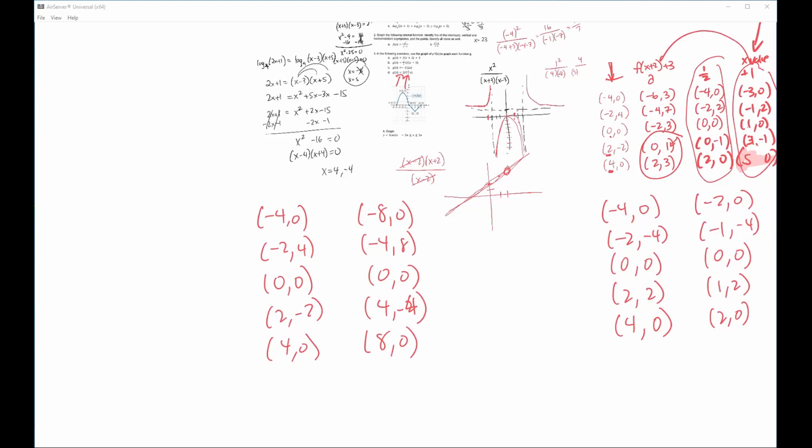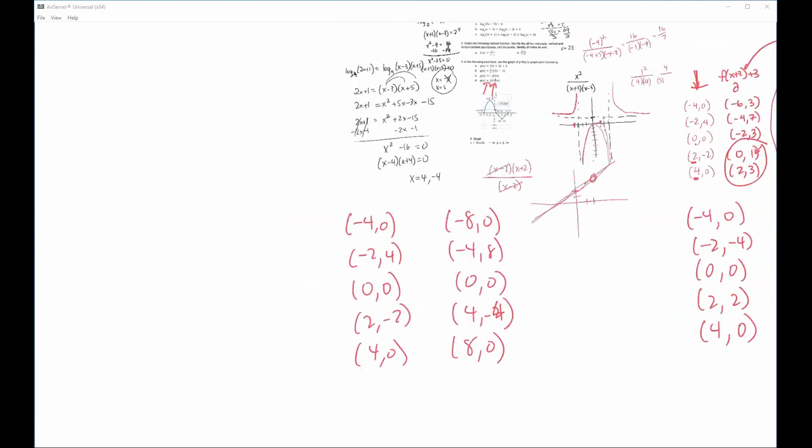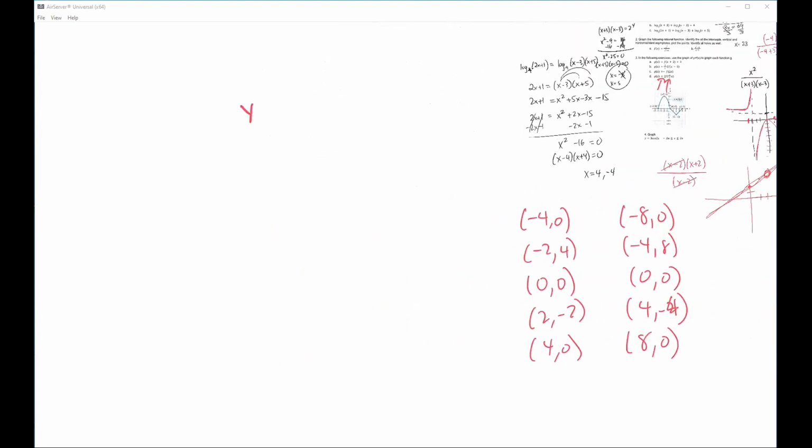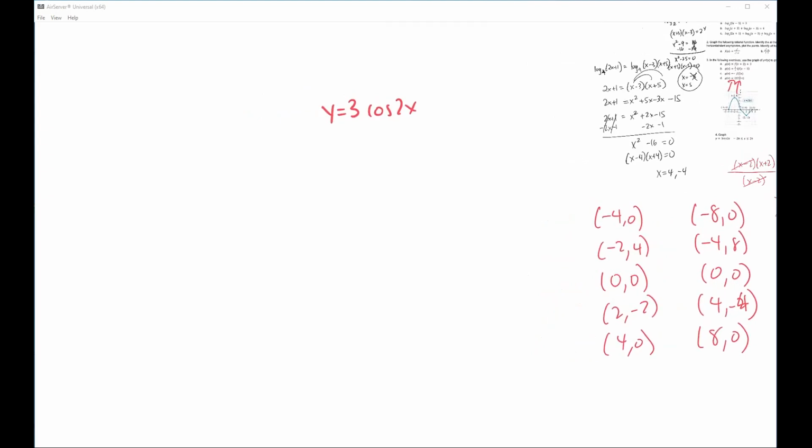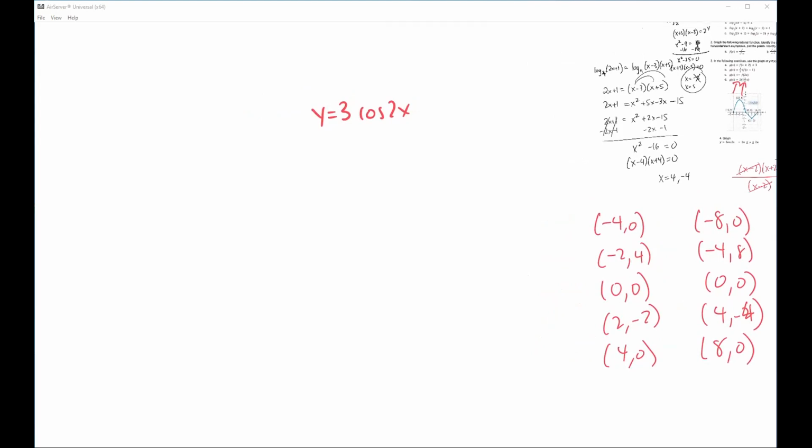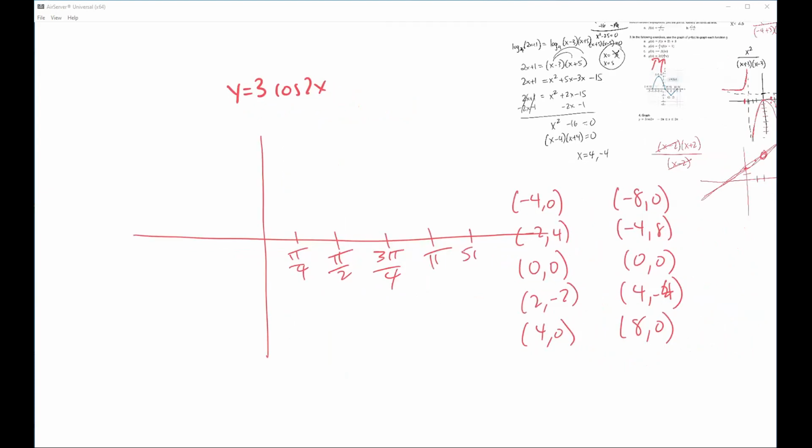And last but not least, y equals cosine. You're graphing y equals 3 cosine 2x, and you have to graph this. So remember the period is 1 pi, correct? Remember, you divide pi into 4 pieces. So this would be pi over 4, pi over 2, 3 pi over 4, and pi. And then you do that again. It would be 5 pi over 4, 3 pi over 2, so on and so forth.